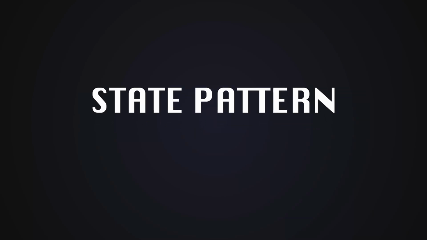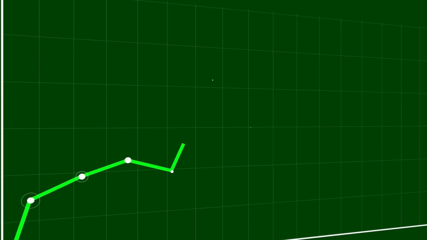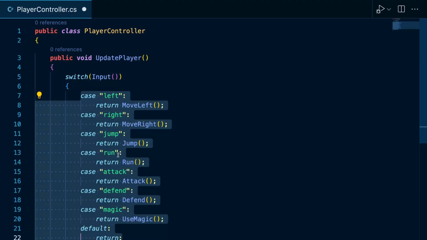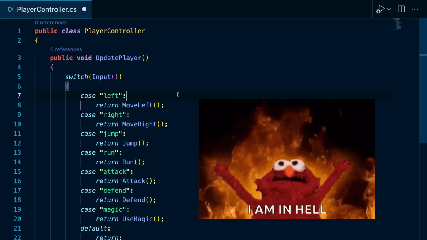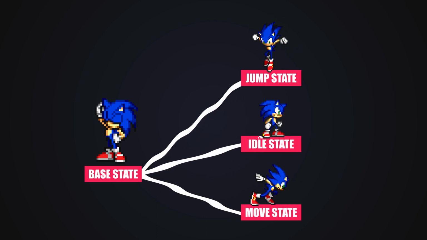The state pattern. Allow an object to change its behavior when its internal state changes. As your game grows, so does the complexity of your code. You've likely used conditional logic or switch statements to handle a bunch of different possibilities based on the state or data in your game. Code like this doesn't scale very well. The state pattern allows you to have a base class that execute different functionality based on its internal state.